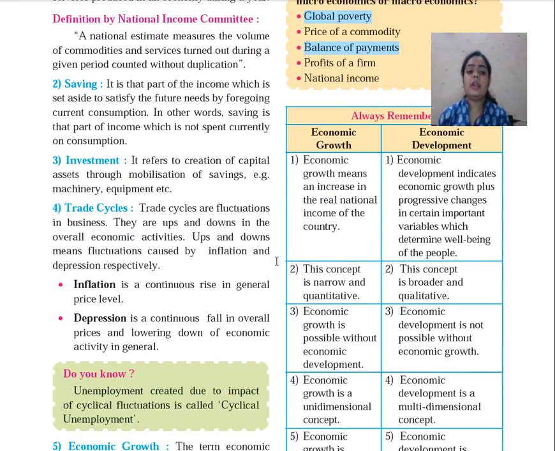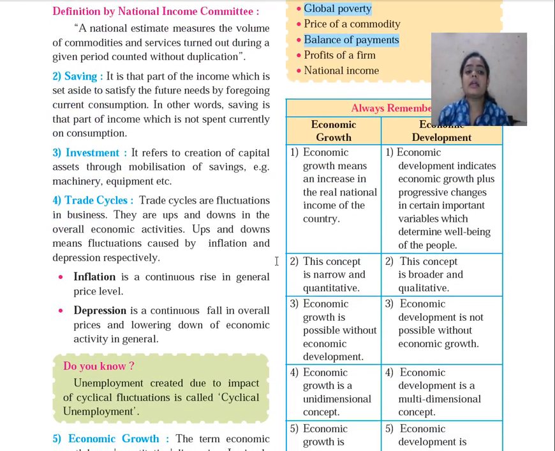What do you mean by trade cycles? Trade cycles are the fluctuations in business. They are ups and downs in the overall economic activities, the ups and downs being caused by inflation and depression respectively. By trade cycles, we mean fluctuations, that is, changes in the business. Sometimes there may be ups and sometimes downs in the overall economic activities.